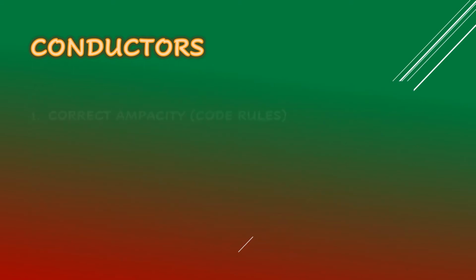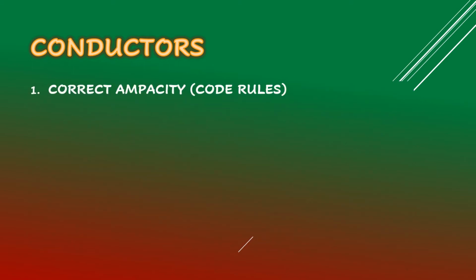So now let us discuss conductors. What are the things to be considered in designing conductors? Number one, we have to know the correct ampacity. So how are we going to do that? In designing the ampacity, our source is the code rules. So we will find how ampacity will be sized or designed.